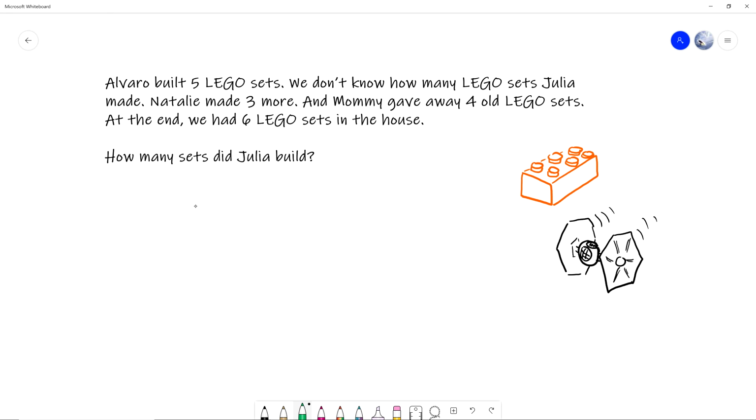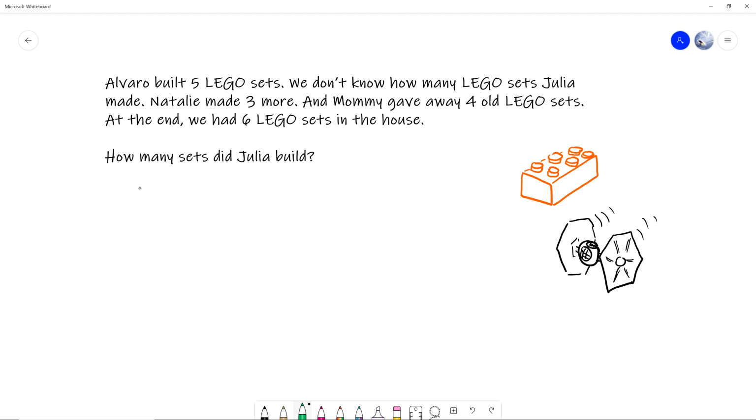At the end, 6 Lego sets were in the house. How many did Julia build? Very good. By the way, I love building construction sets, so that's why I have a lot. Okay, so tell me, what kind of equation would represent this?